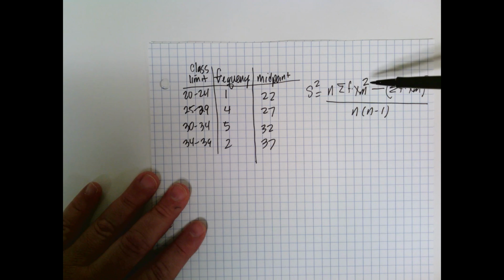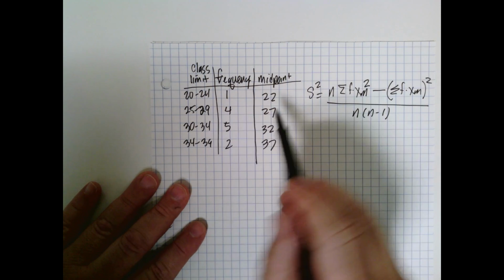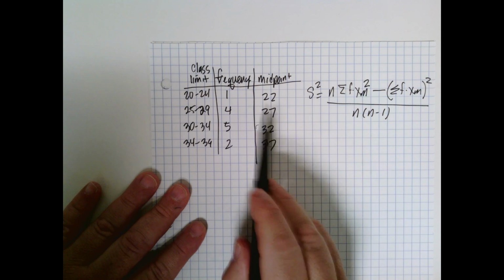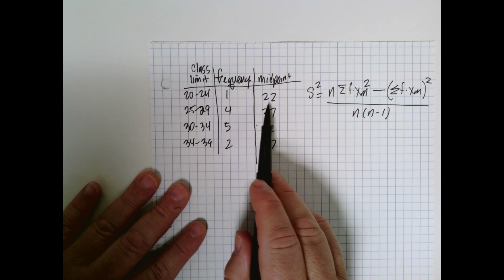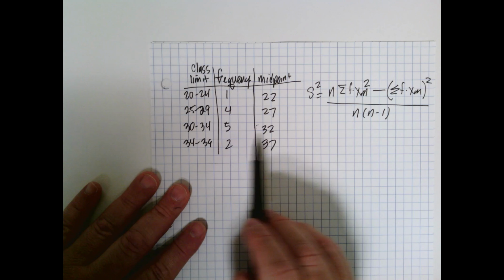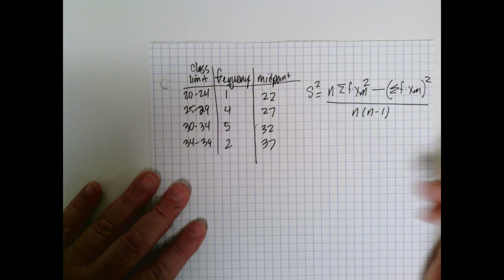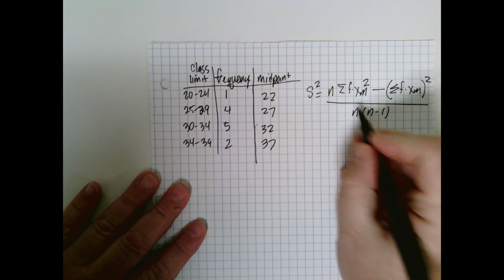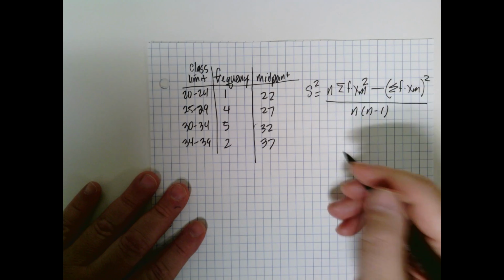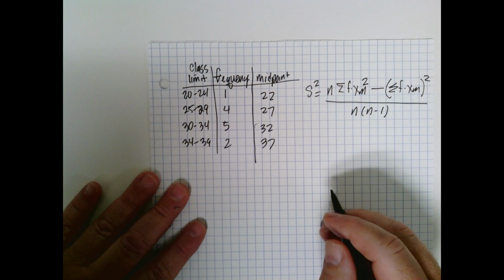Now, if you thought of this as ungrouped data, because we were estimating our data points with these midpoints, notice that really we're doing the same formula. It's just that there's one of these and 4 of those and 5 of those. So really the f is just that repetition of addition. Okay, so really there's 3 numbers here. There's n, there's this sum, and there's that sum. So we need to figure out those 3 numbers, and we just have to plug it in.